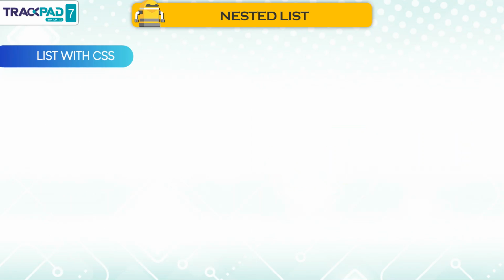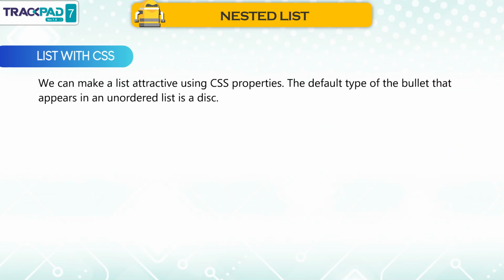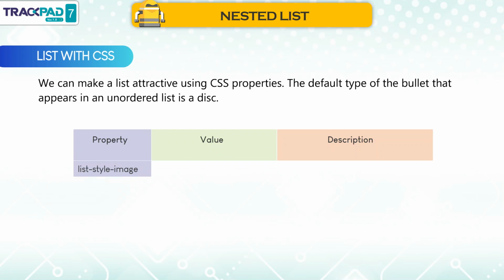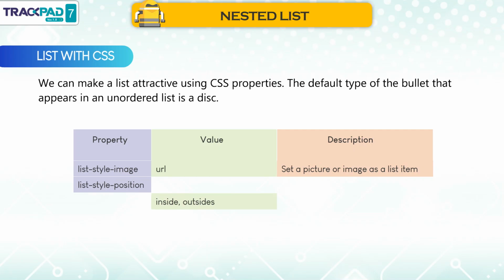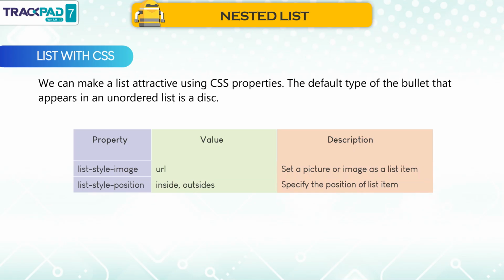List with CSS. We can make a list attractive using CSS properties. The default type of the bullet that appears in an unordered list is a disk. Property with value and description. List-style-image: URL. Set a picture or image as a list item. List-style-position: inside, outside. Specify the position of list item.